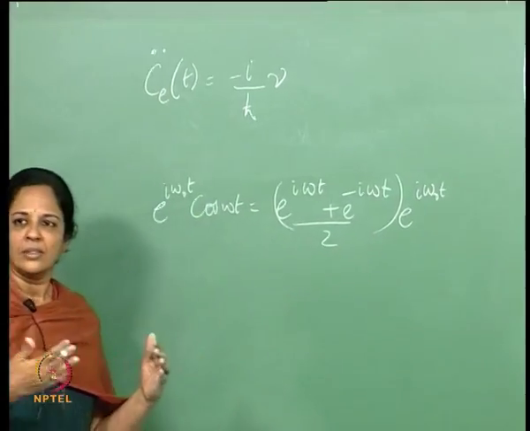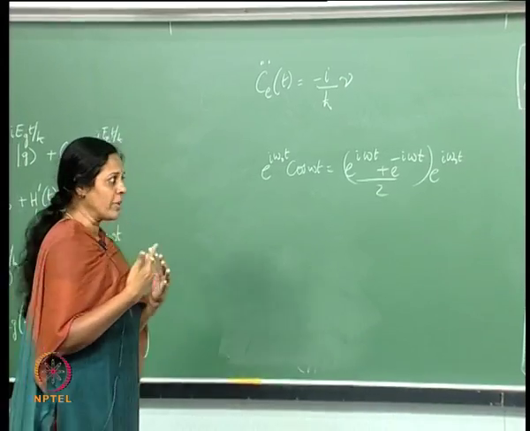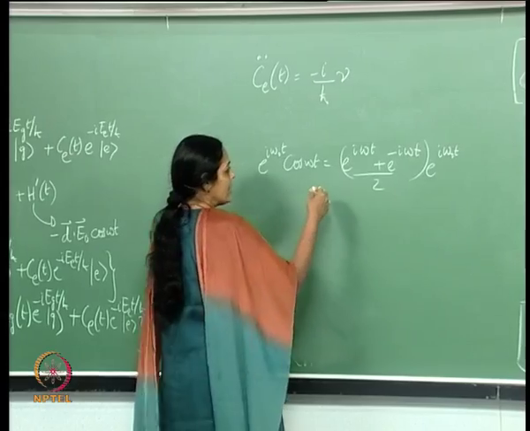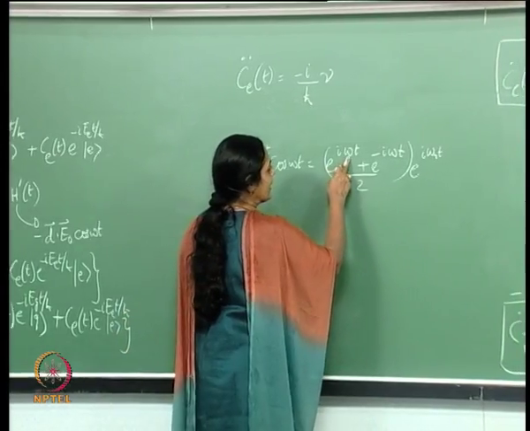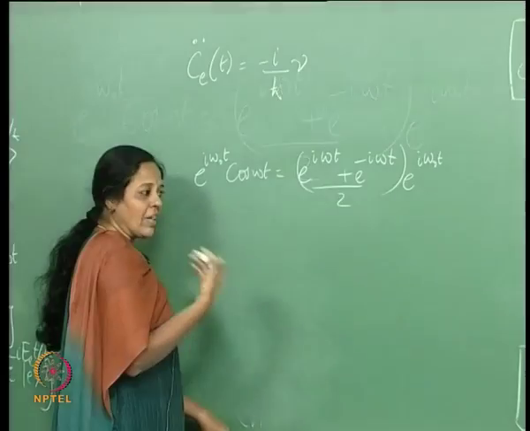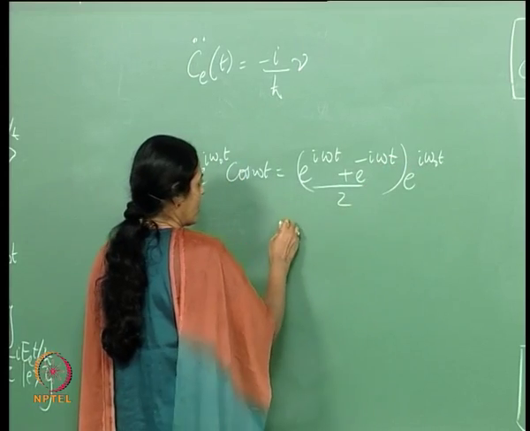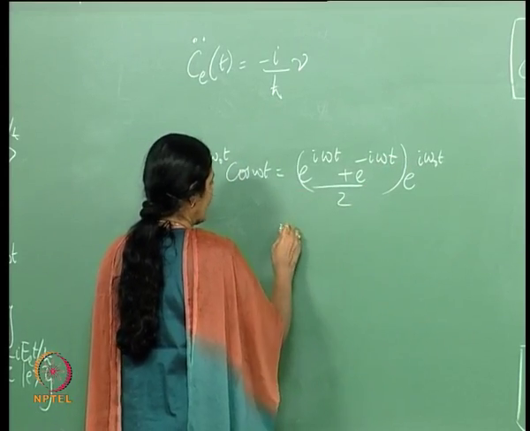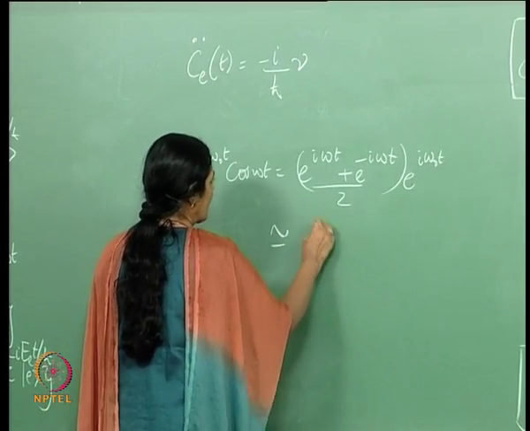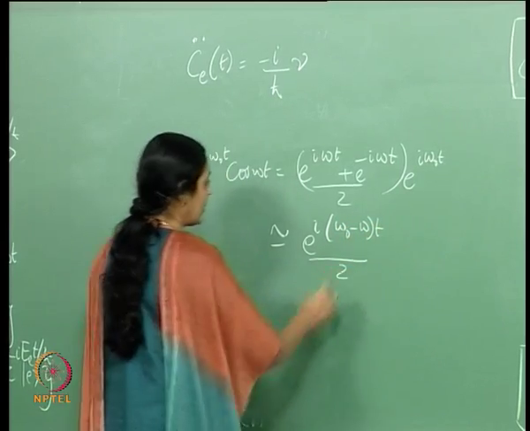and as I said, the physics of the situation is this, that you are working with omega very close to omega naught, and there are only two levels involved. There is therefore a priori no reason to retain terms of the form omega plus omega naught in the exponent. The relevant frequency, the contributing frequency, is really omega minus omega naught. So this object is going to be approximated to e to the i omega naught minus omega t by 2.